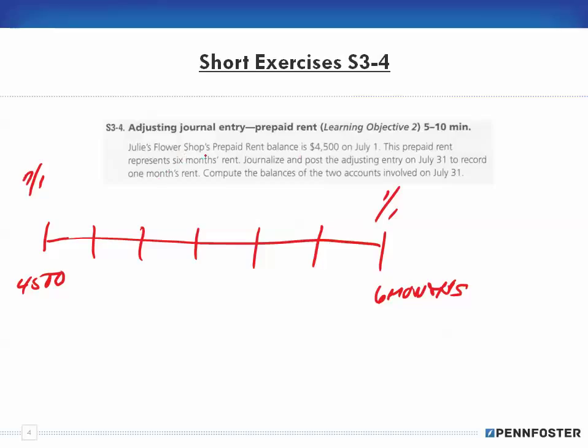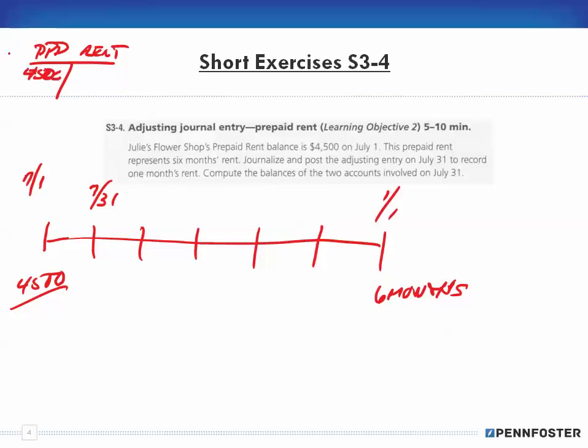Sometimes I do this as a tool to help me clarify in my mind and visualize what is actually being asked here. And so Julie's Flower Shop prepaid rent balance is $4,500 on July 1st. This prepaid rent represents 6 months. Journalize and post the adjusting entry on July 31st to record 1 month's rent. Compute the balances of the 2 accounts involved on July 31st. All right, so we're going to compute the balances. And so we're going to call this prepaid rent, and it has a debit balance of $4,500.